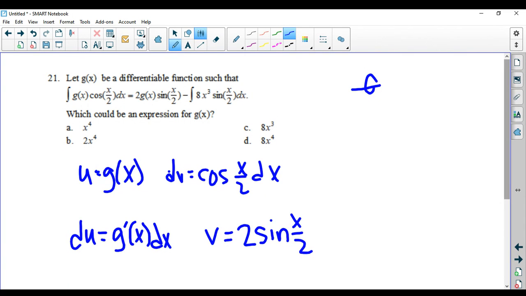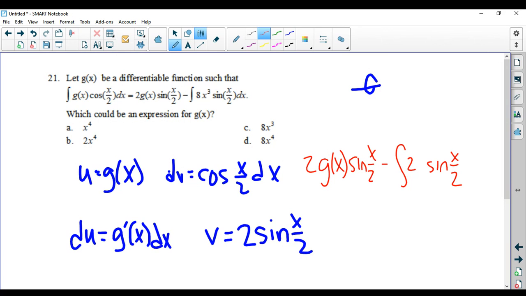And now we just use our formula. This integral then is u times v. So u times v, 2 sine of x over 2, minus the integral of v du. Now, so du is this.